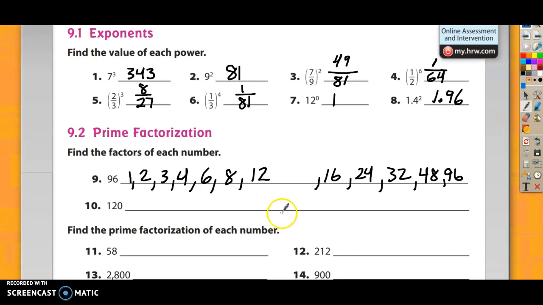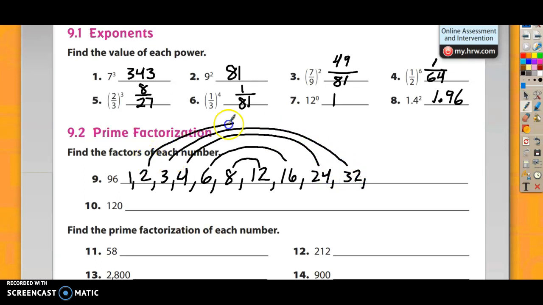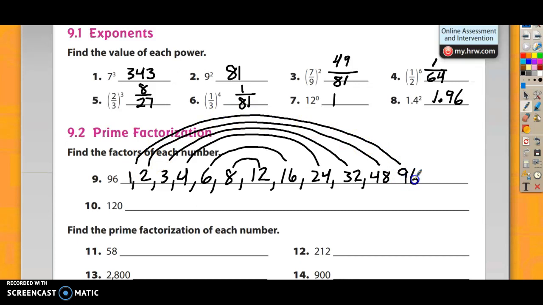So I'm going to actually rewrite all the rest of these over here, and I'm going to show you that I got them all. Here's why. 8 times 12 is 96, 6 times 16 is 96, 4 times 24 is 96, 3 times 32 is 96, 2 times 48 is 96, and 1 times 96 is 96. That's how I got them all. I used that rainbow method.